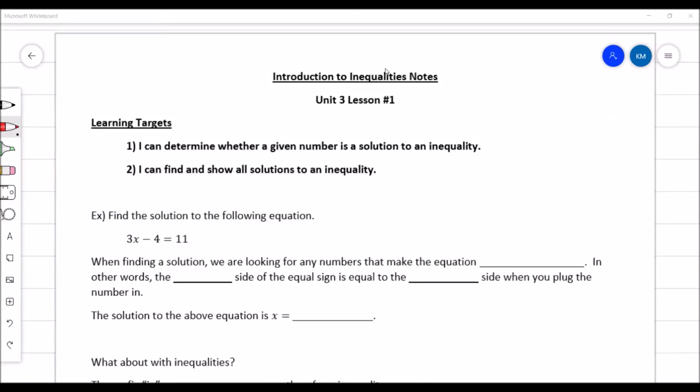Today we're going to look at Introduction to Inequalities notes. At the end of this video, you should be able to determine whether a given number is a solution to an inequality, and you should be able to find and show all solutions to an inequality.